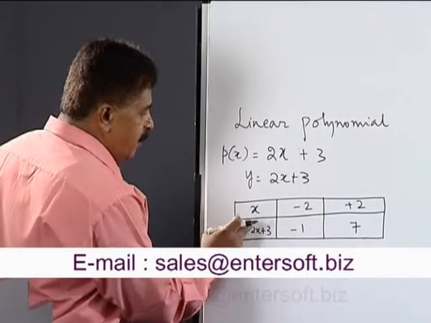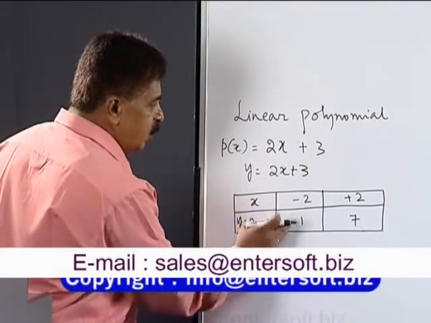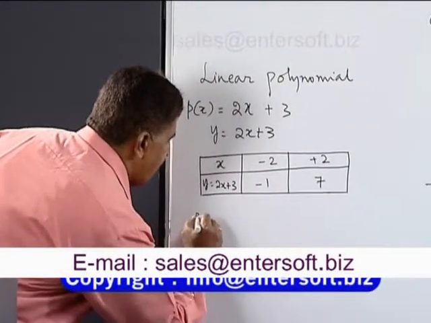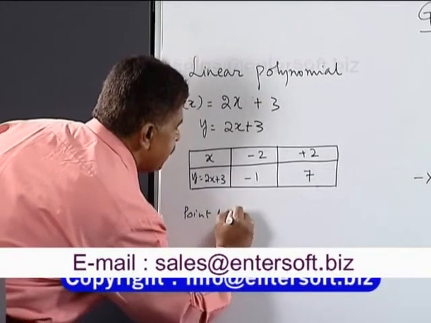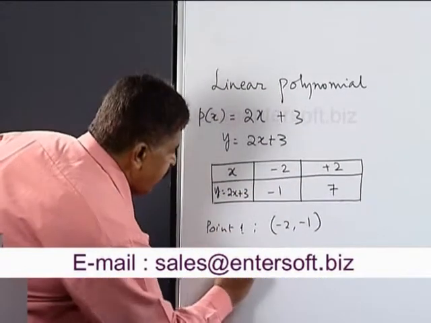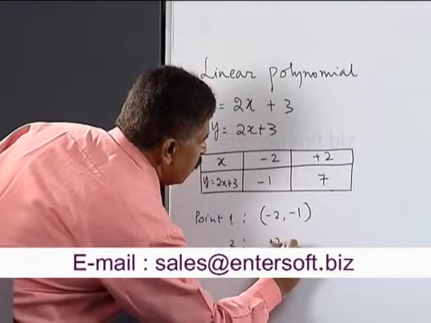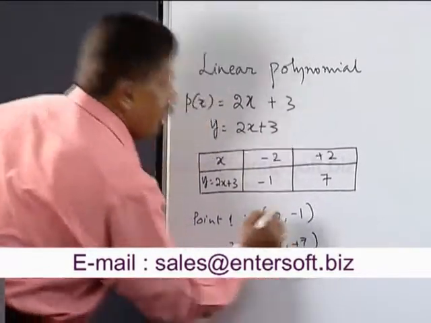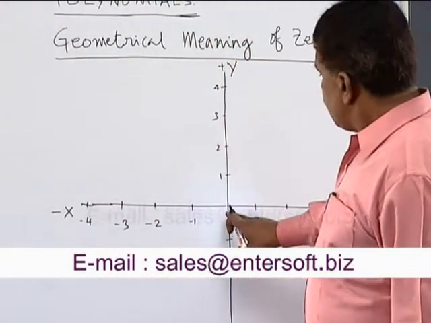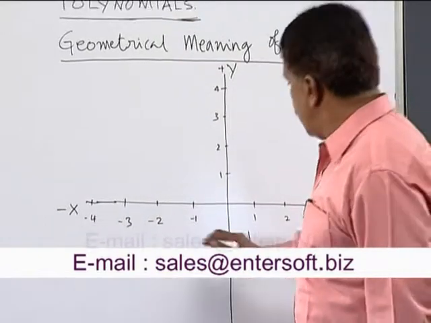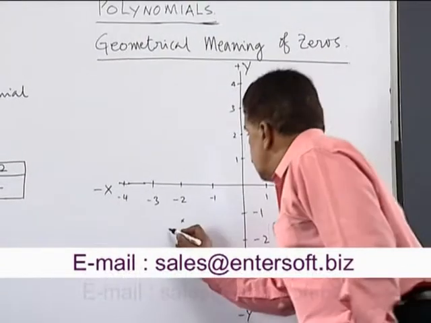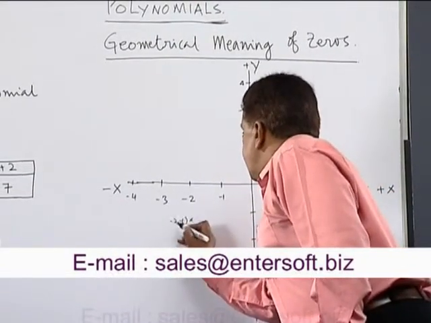Now what is the first value? The first value is x equal to minus 2 and y is minus 1. So I have got one point on the graph. Point 1 I have is minus 2, minus 1. The second point I have got here is plus 2, plus 7. So I will plot these. You are already aware of how to plot this. The first one is x minus 2, y minus 1. So it comes somewhere here. This is the first point here, minus 2, minus 1.